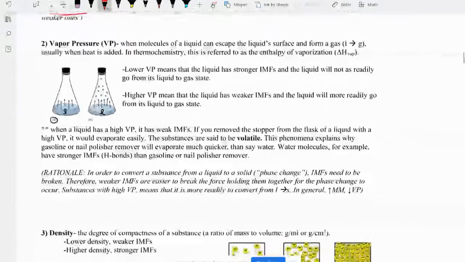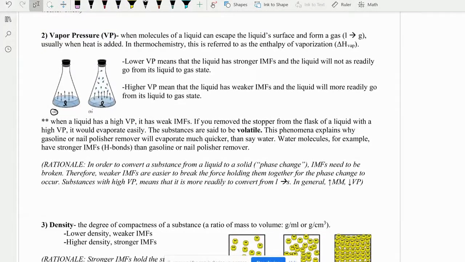Let's talk about something that you may not remember. This is called vapor pressure. And this is essentially defined as the ability of molecules of a liquid to escape the liquid state into their gaseous state right at the surface interface of the liquid. Okay, and this usually happens when heat is added.